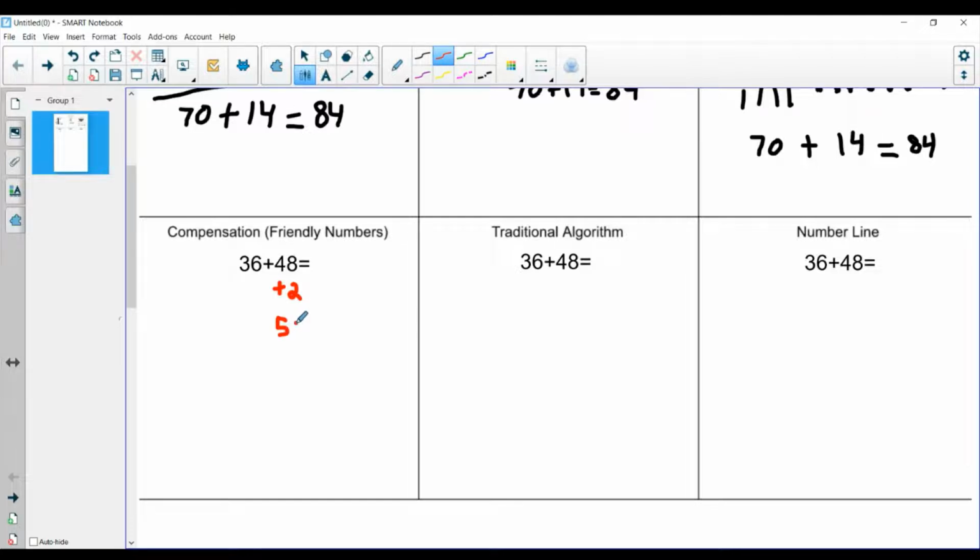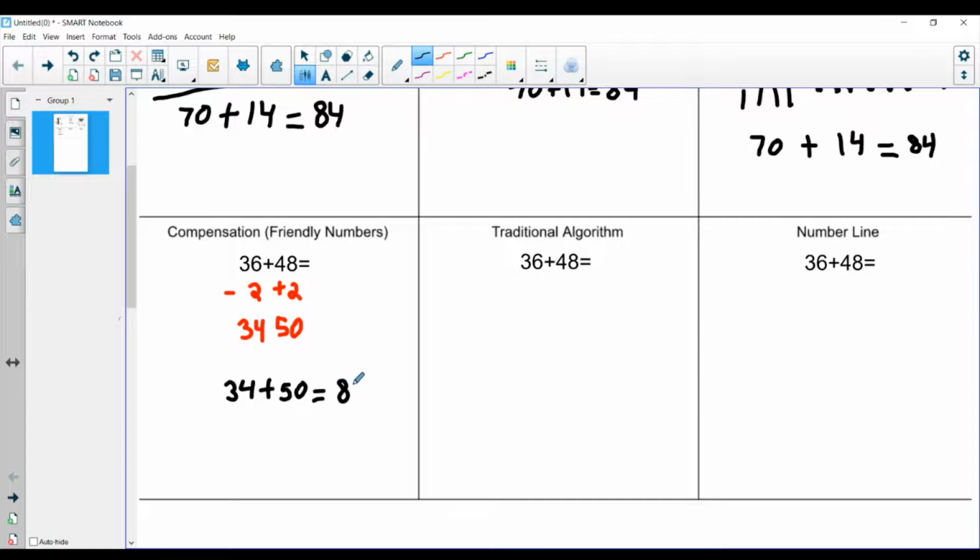Because I added 2 to 48, I need to compensate by doing the opposite operation to the other side. So 36 is on my other side. I need to do the opposite operation. I need to subtract 2. And that's going to give me 34. Now I can add these two numbers together. 34 plus 50 is equal to 84.